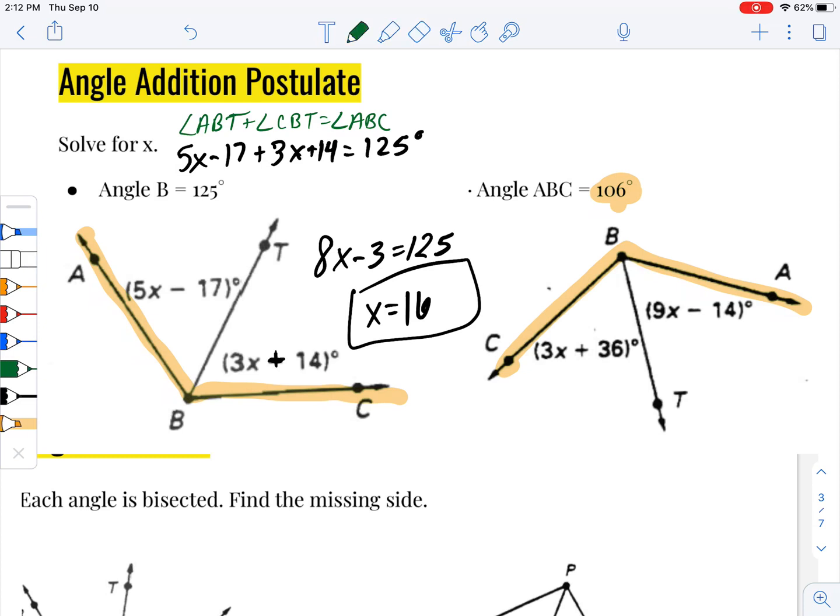All right, now let's do the same thing for our second angle over here. So we've got the two parts, 3x plus 36 plus 9x minus 14. And what's my whole angle again? Do I have a whole angle? Did they give me a value? And they did. They gave me 106.